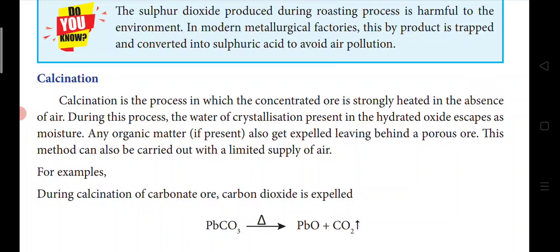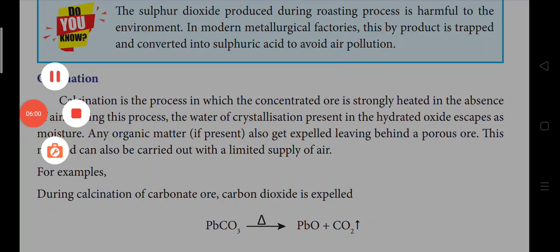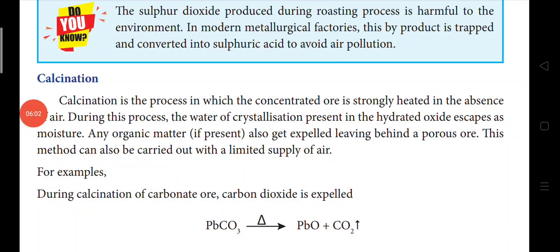Next is calcination. So this is the difference between roasting and calcination. They will ask from this lesson. So what is the difference between roasting and calcination? The main difference is that roasting is done in the presence of oxygen. Calcination is done in the absence of oxygen. So you have to remember calcination is done in the absence of oxygen.